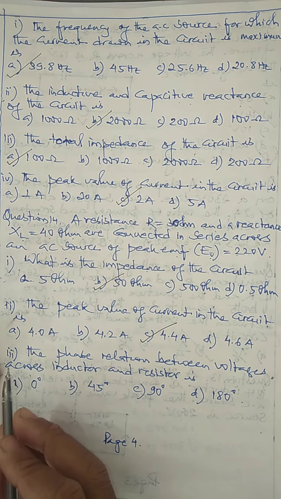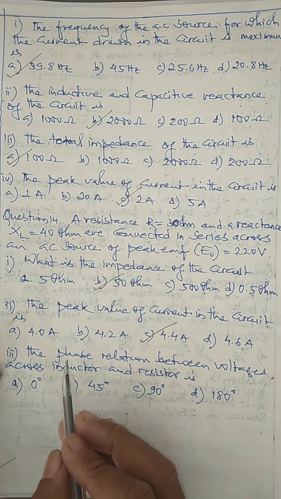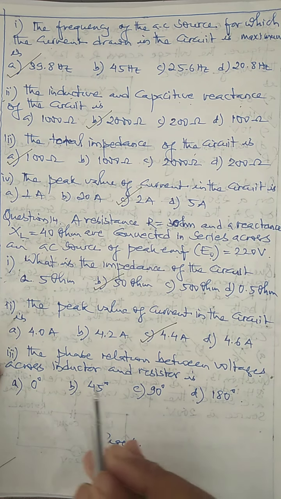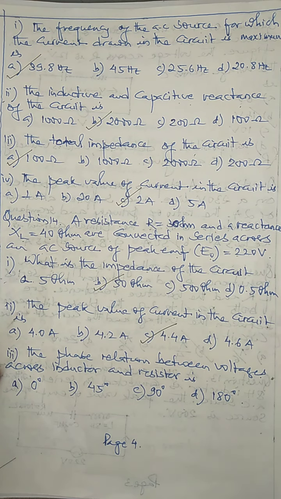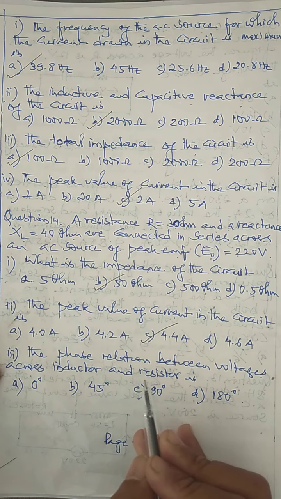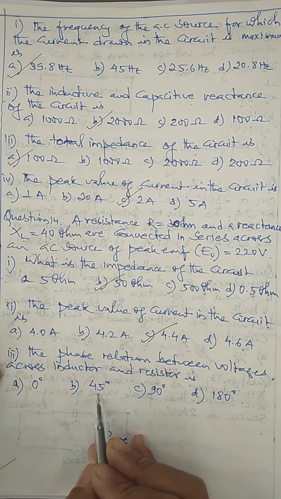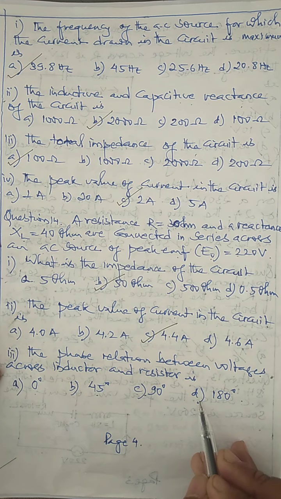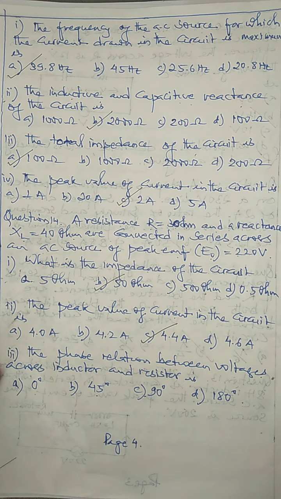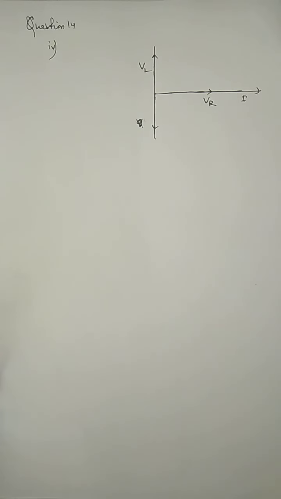Now we do the last part of the question, where we need to find the phase relation between the voltages across the inductor and resistor. We have 4 options: option A is 0 degree, option B is 45 degree, option C is 90 degree, and option D is 180 degree. This can be done with the help of a phasor diagram between voltages and current.